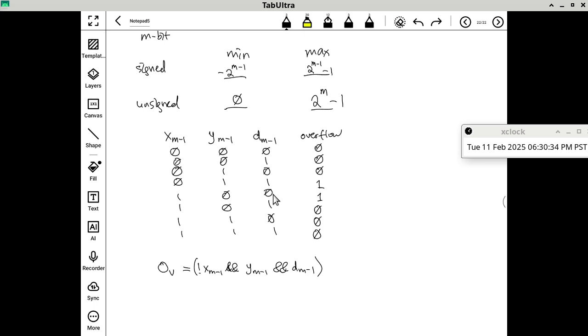Yep. I'm not sure what you mean by equivalent to what.